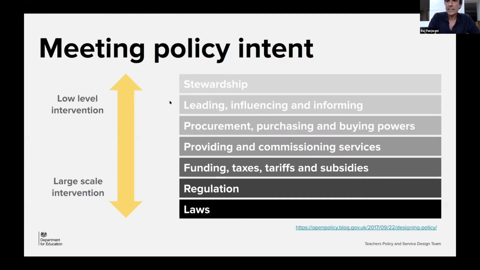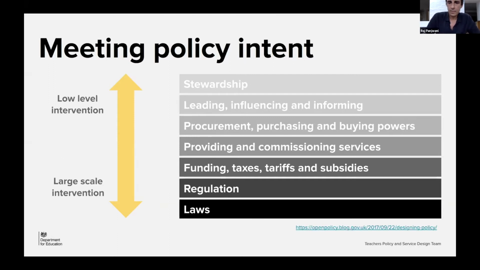So meeting policy intent, what does that actually mean? This diagram is by Policy Lab. There's a link at the bottom if you want to go and see their blog. It's very good. It shows the different levers with which a government can influence citizen behaviour. Starting at the top, you've got stewardship, leading and influencing, light touch interventions. Around the middle, you've got things that might create market conditions, so commissioning, funding, and then right at the bottom, things like regulation and laws. These are the ways that a government might influence things.